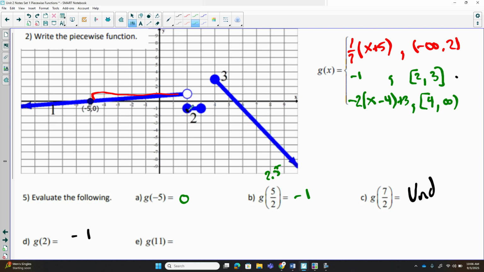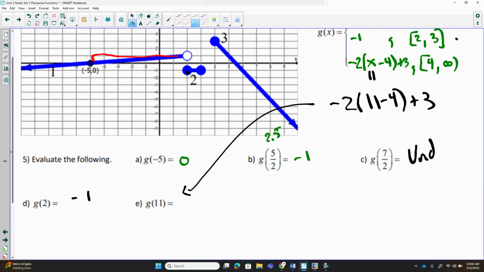So Ellie, taking a look, 11 between these two. -infinity to 2. Does it fall between those? No. Is it between 2 and 3? Nope. Is it between 4 and infinity? So somewhere in there, which means we're going to use this equation. So all I have to do is plug 11 in right there. So -2, and then I have 11 minus 4. Now I'm going to write this work up here, but it should be down here. Okay? Your work should be down there. Okay?